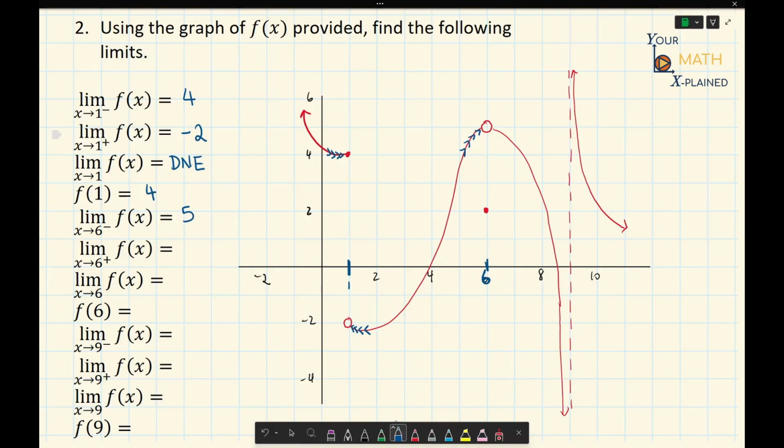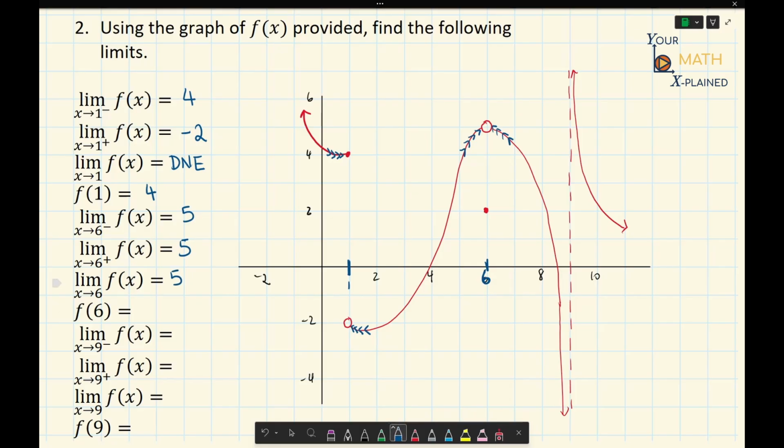And then if we're approaching from the positive side, so from the right-hand side, we will follow this curve here, and we can see that we are also approaching a value of 5. So the limit of our function f of x as x approaches 6 from the right-hand side is also equal to 5. And since the left side limit is 5 and the right side limit is also 5, that tells us that the overall limit as x approaches 6 for our function f of x is going to be equal to 5.